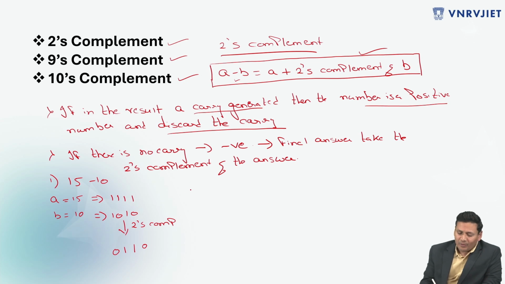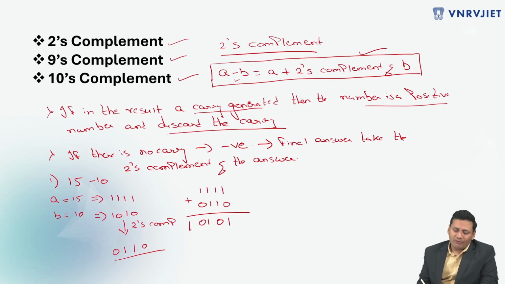Now we will perform the final operation, that is A plus 2's complement of B. So what is my A? 1 1 1 1. 2's complement of B is 0 1 1 0. Now we have to perform the addition operation. So this will be 1 0 1 0 1.